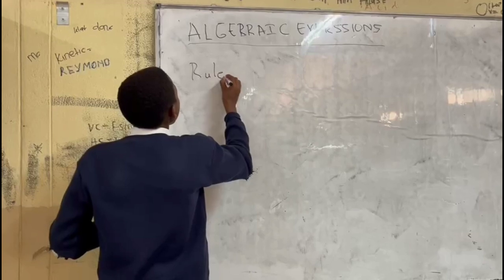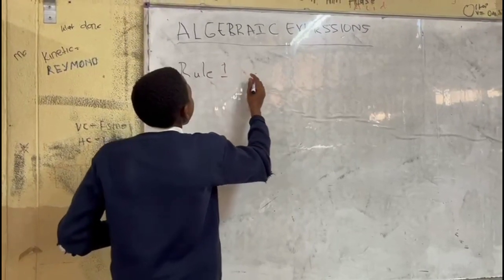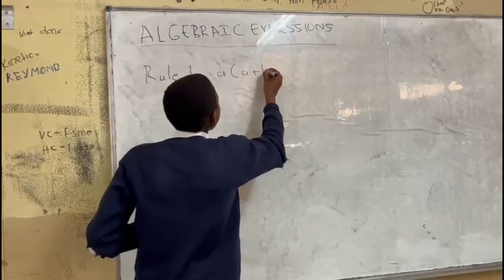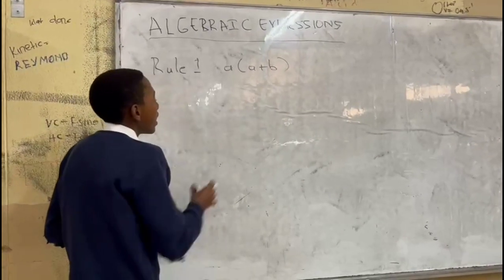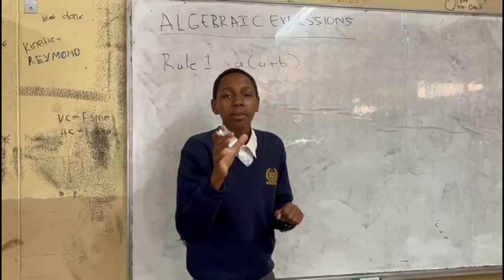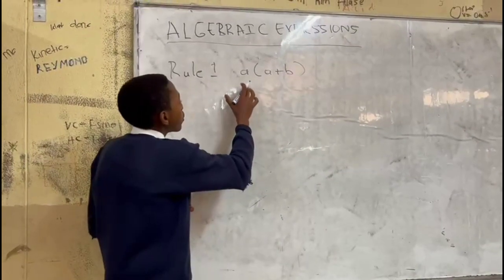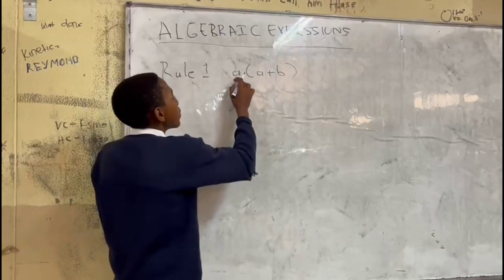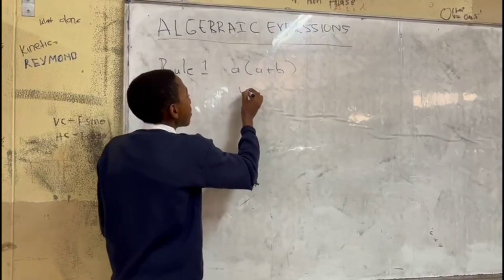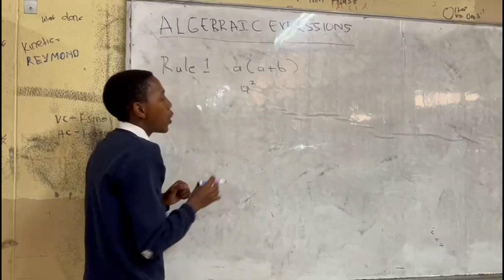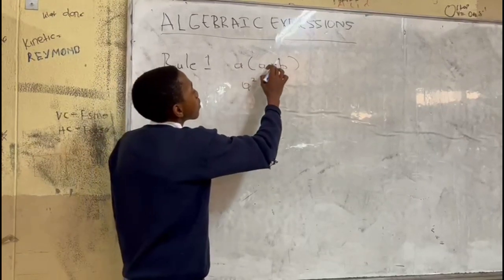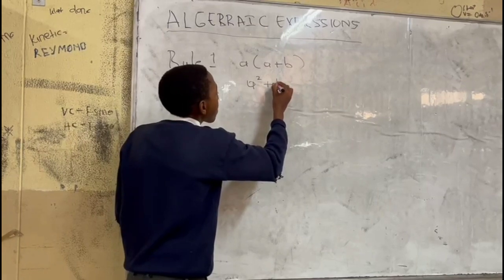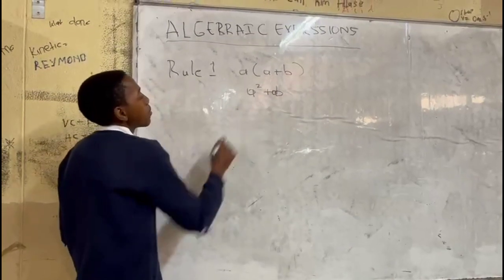Rule number one will be a(a + b). Then they will tell you to simplify. You know how to simplify? You need to take out the brackets. How do you take out the brackets? You say a times a gives us a to the power 2. We also say a times positive b gives us plus ab. Sorry for the handwriting.